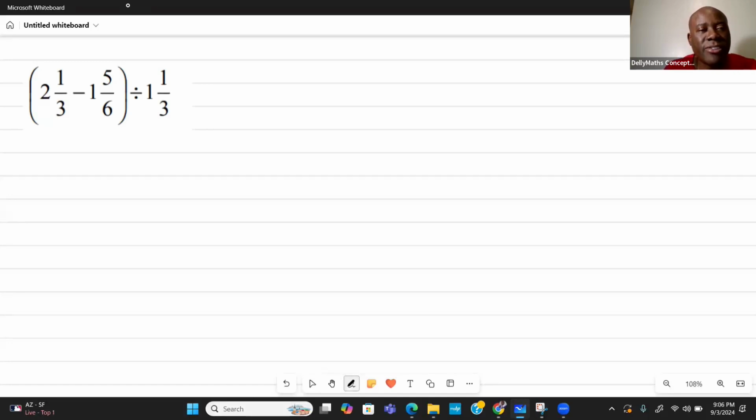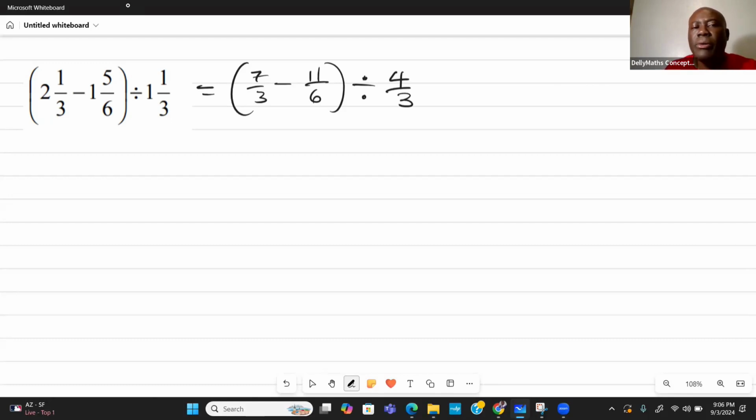But before we do that, let us convert everything to an improper fraction. 3 times 2, 6 plus 1, that is 7 over 3. Subtract 6 times 1 is 6 plus 5, 11 over 6. And then we're dividing this by 3 times 1 is 3 plus 1, and that is 4 over 3.